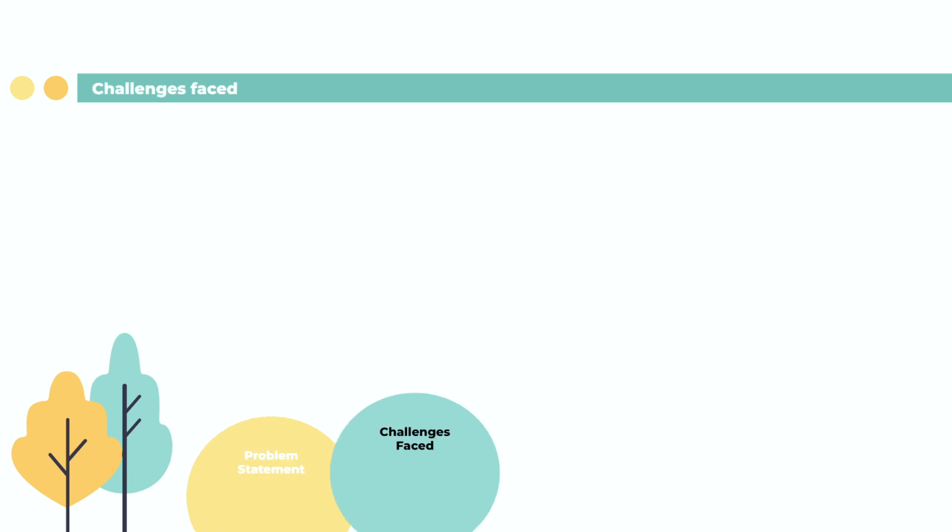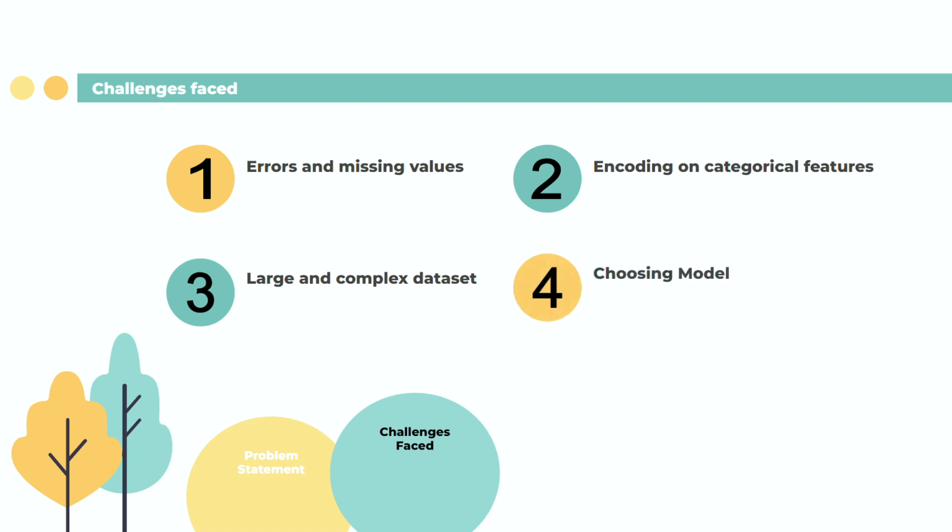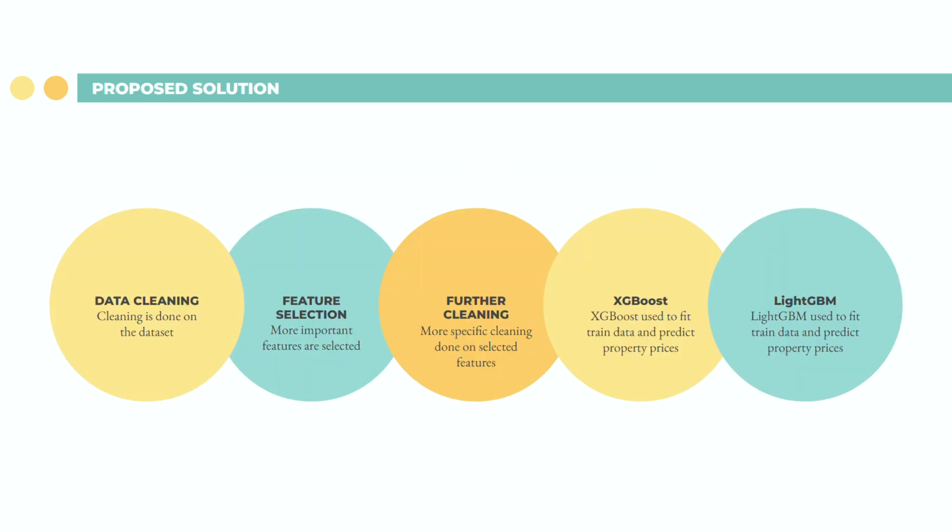Here are the challenges we face. Firstly, there were errors and missing values in the dataset. Secondly, depending on the model we choose, we will need to decide on how to deal with categorical columns. Thirdly, due to the complex and large dataset, it was difficult for us to identify the important columns for training the model. This also made choosing a model a challenge for us. The first two challenges will be discussed in the data cleaning stage, while the last two challenges will be discussed in the feature selection stage.